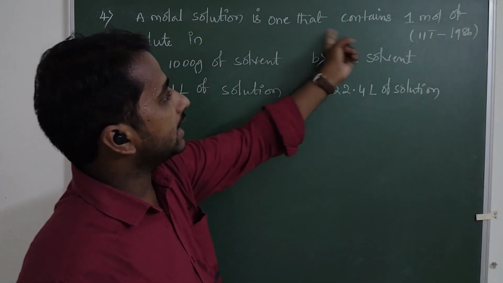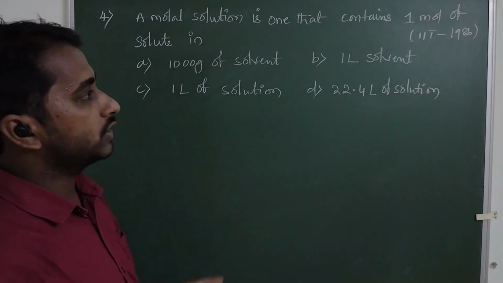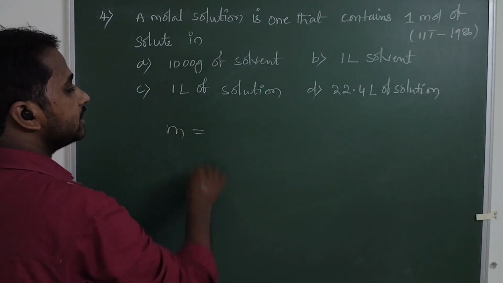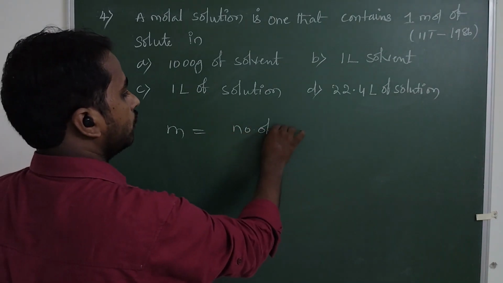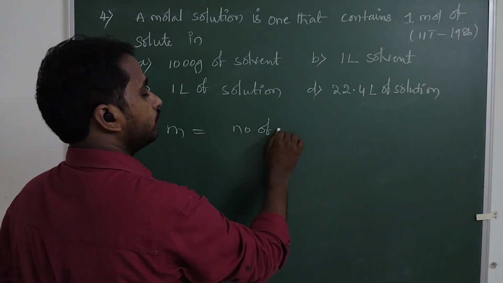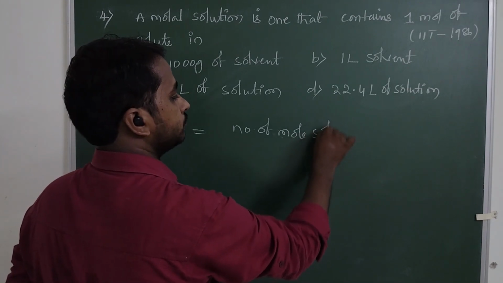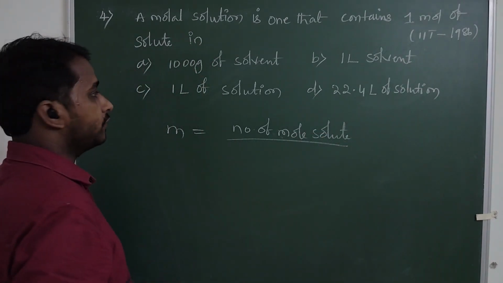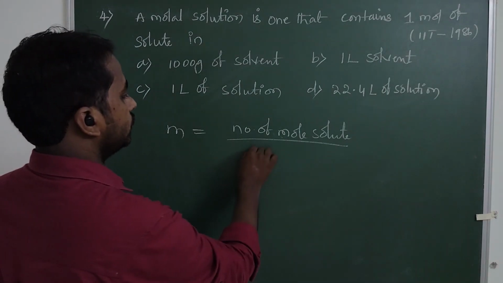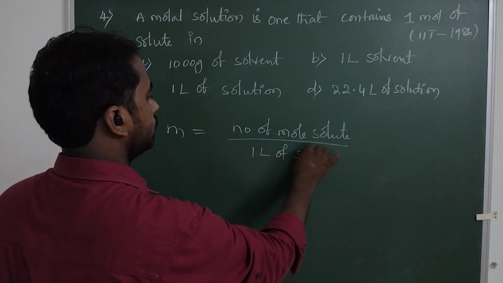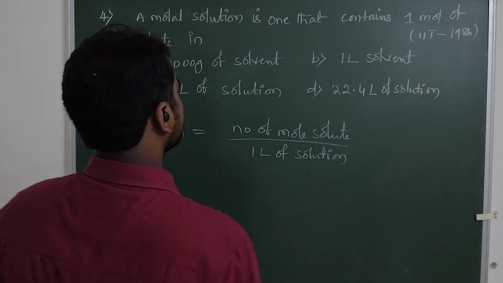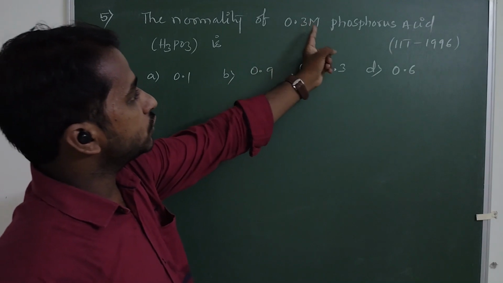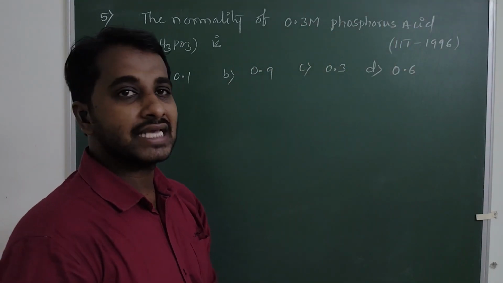A solution is one that contains 1 mole of solute in. So generally, what is the molarity formula? Molarity is equal to the number of moles of a solute present in 1 liter of a solution. So the answer is option.